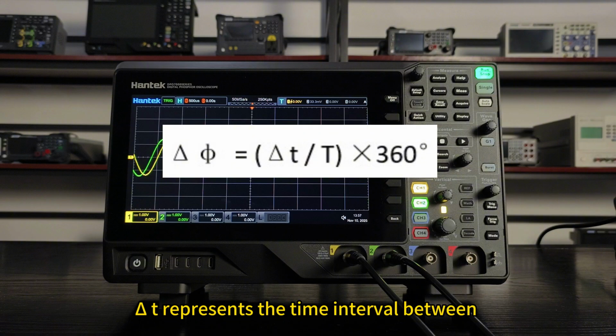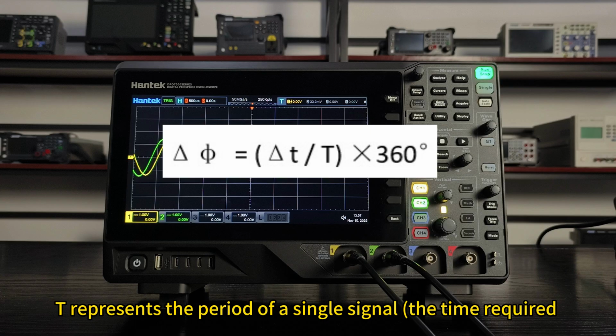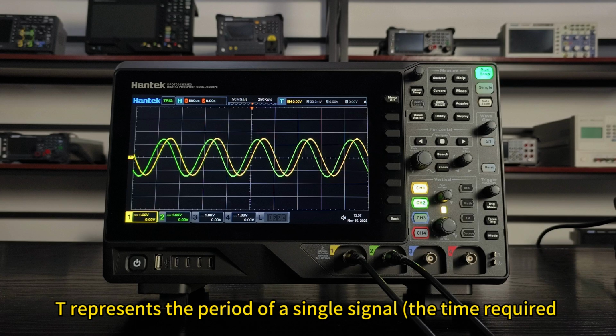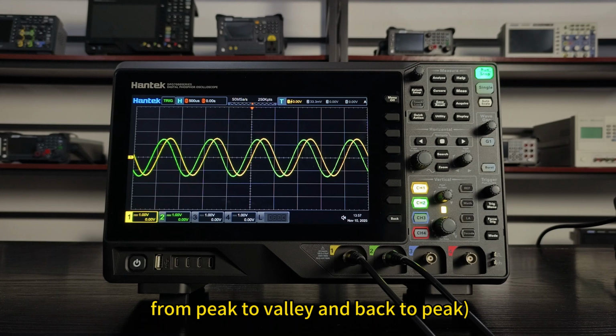Delta T represents the time interval between two signals reaching the same state. T represents the period of a single signal, the time required from peak to valley and back to peak.